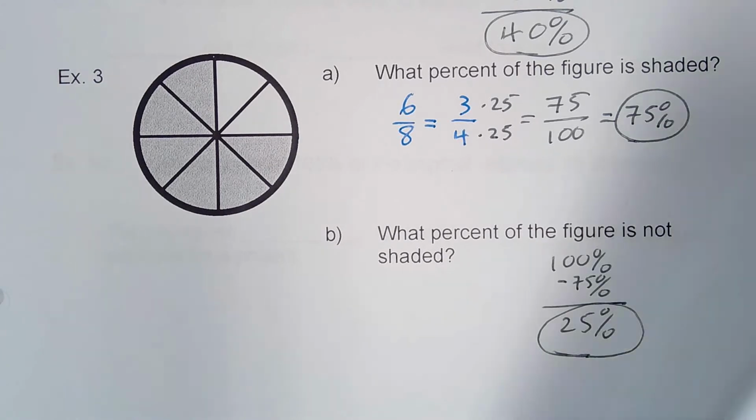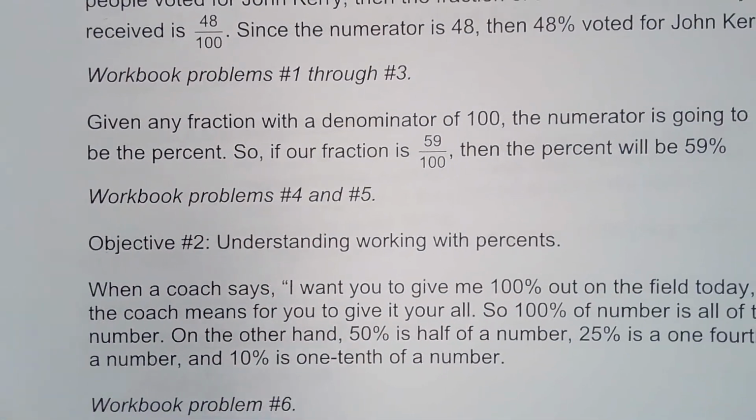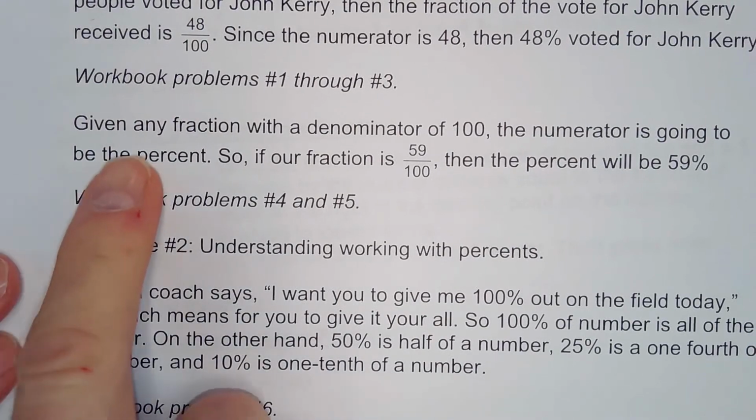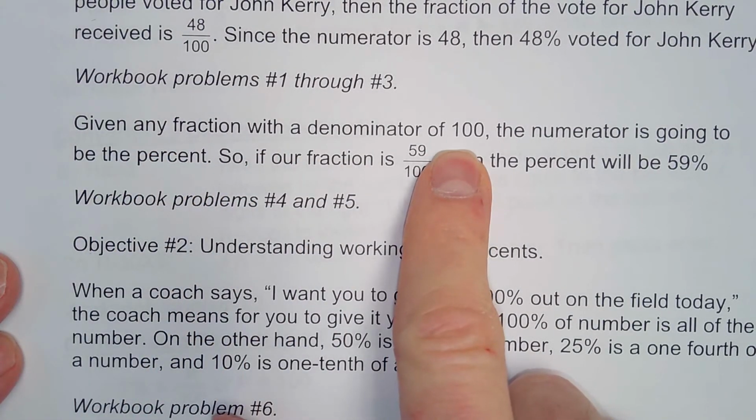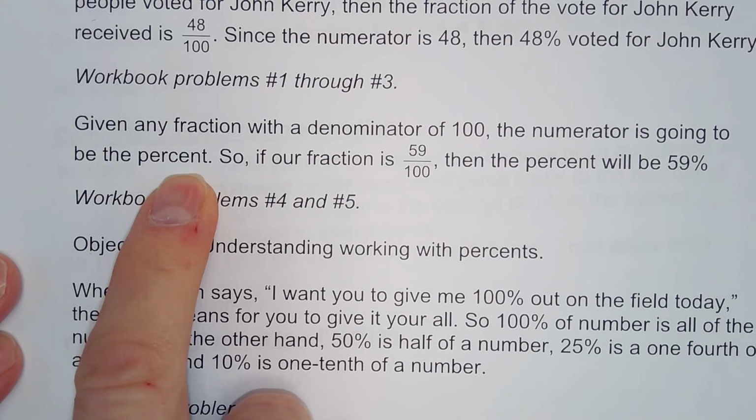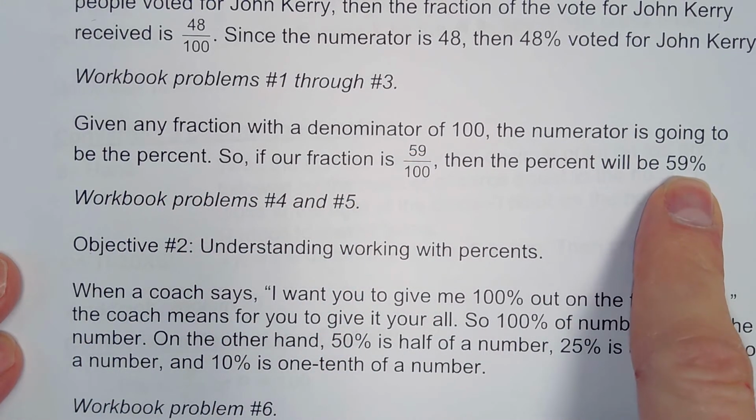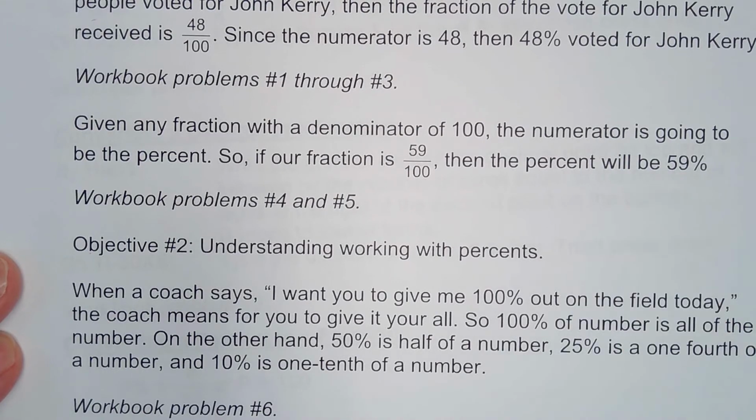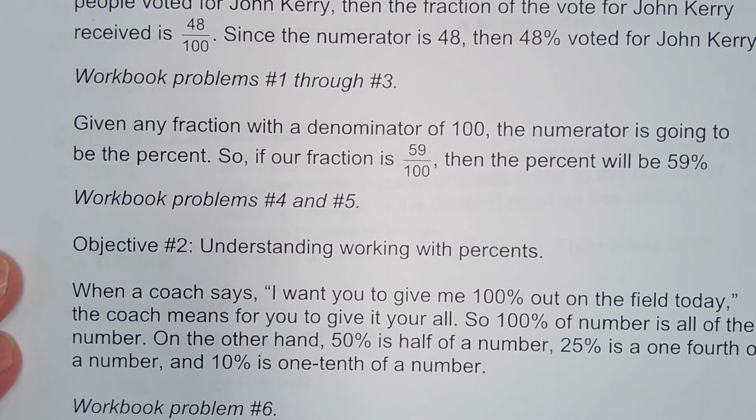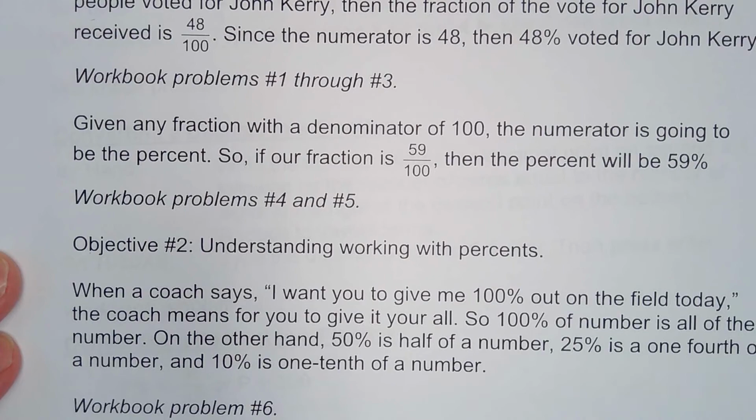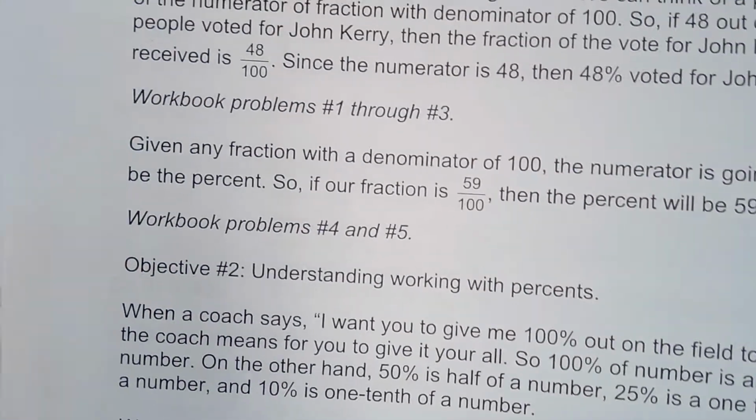And so this just reinforces the idea. If we go back to our handout, given any fraction with denominator 100, the numerator is going to be the percent. So if a fraction is 59 over 100, then the percent would be 59%. It doesn't matter what that numerator looks like. If that denominator is 100, we can just read off the numerator to write down a percentage.